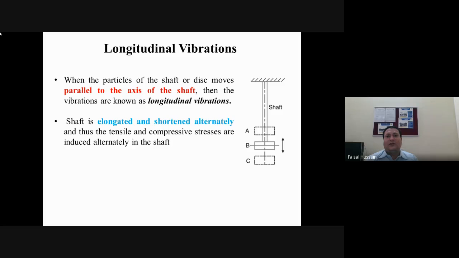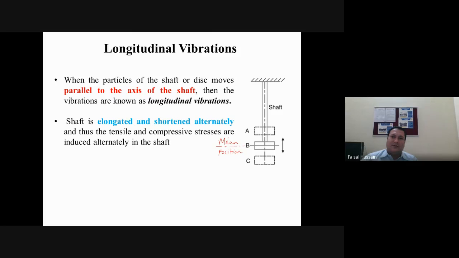Now let us move to the longitudinal vibration. What is longitudinal vibration? For example, see this figure. This is your shaft and here this is your mass. There is a disk here, and this point B is your mean position. This is your mean position.